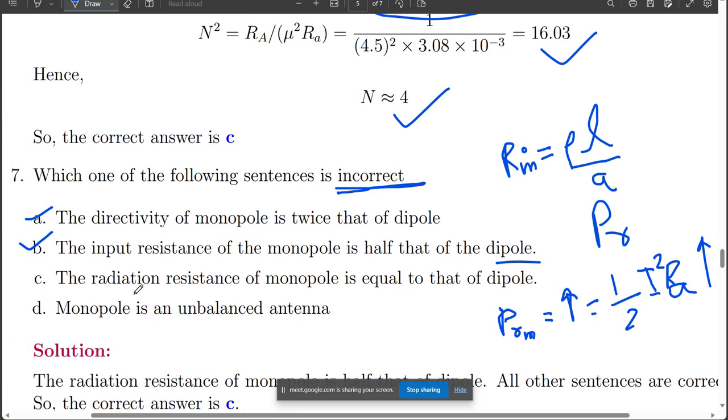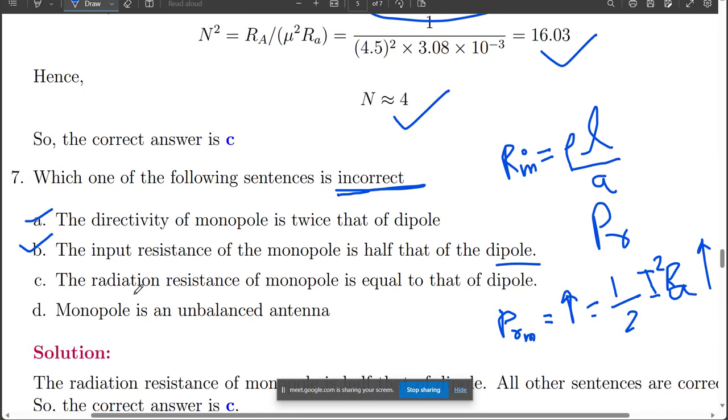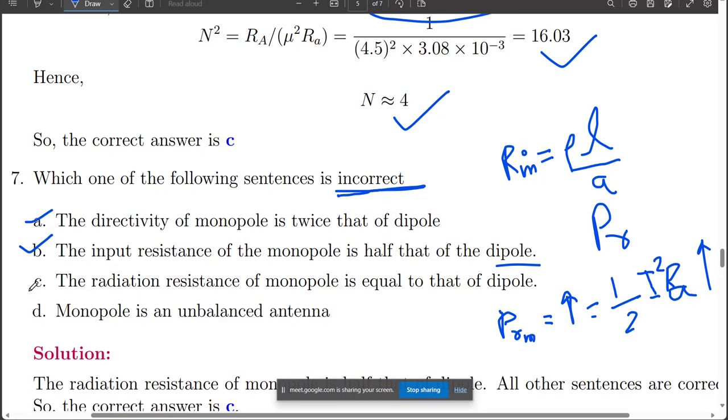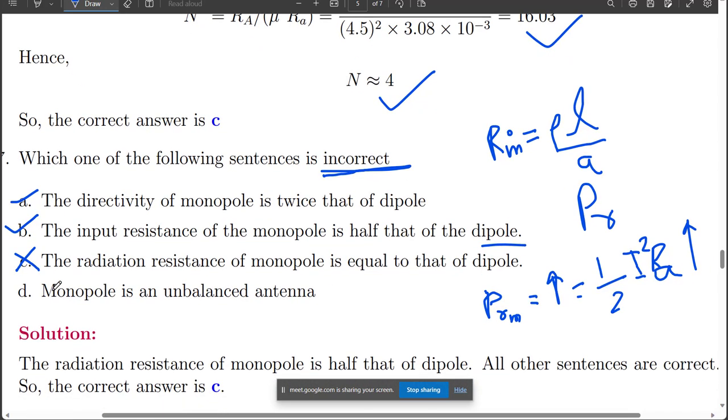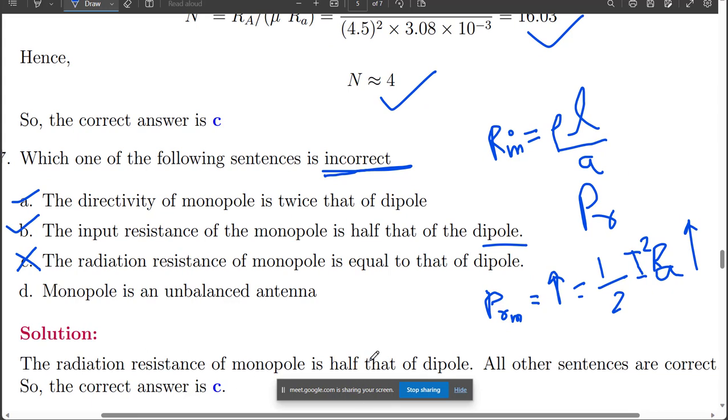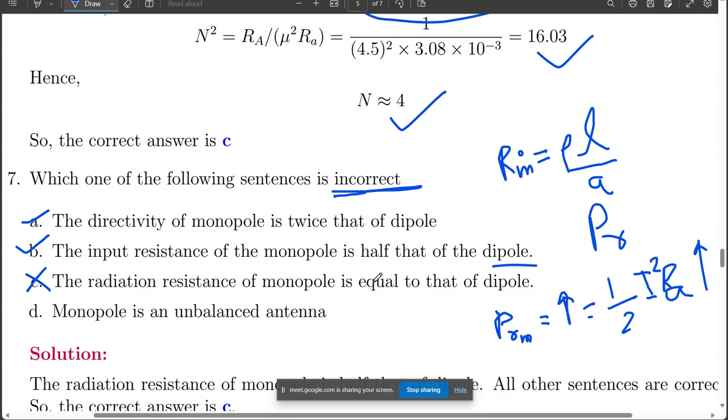This statement that the radiation resistance of monopole is equal to that of dipole is wrong, right? Half of that of dipole. Okay, I need to check if it's a half or if it's a double here. Anyway, option C is the incorrect one. Now, monopole is an unbalanced antenna. Yes, this is correct. Monopole is an unbalanced antenna.